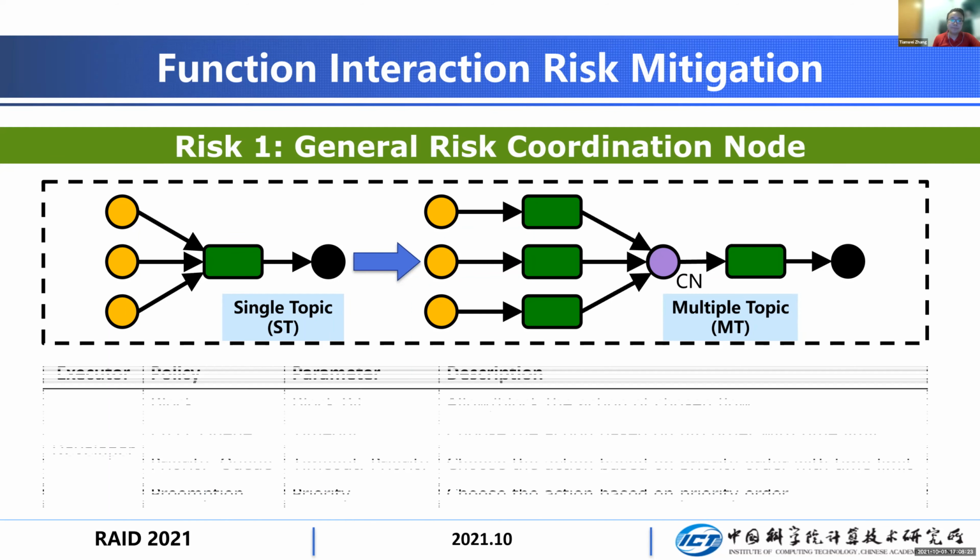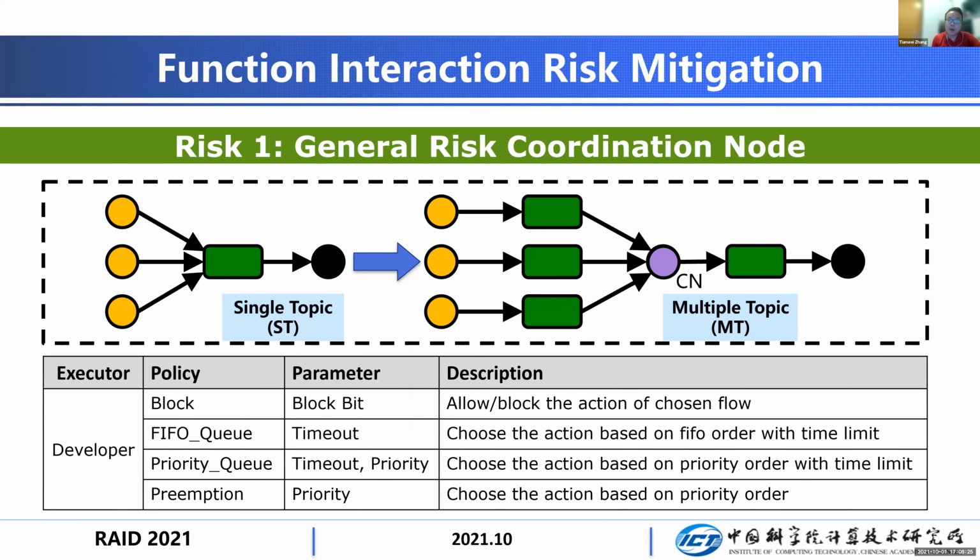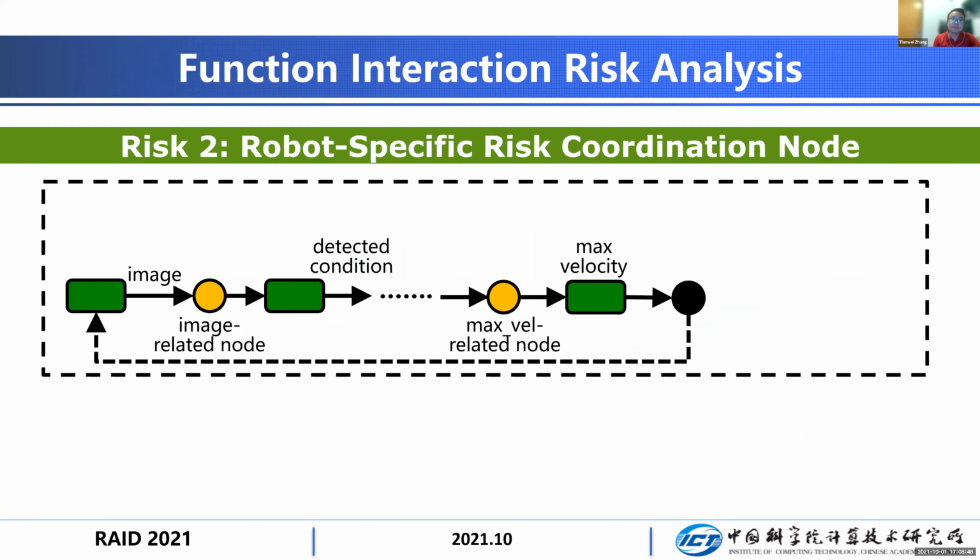We provide different types of policies for the regulation of the general risks. This includes blocking: we just block the actions if they are malicious. We can also select actions based on different types of orders or priorities, with or without time limit. More details can be found in our paper.